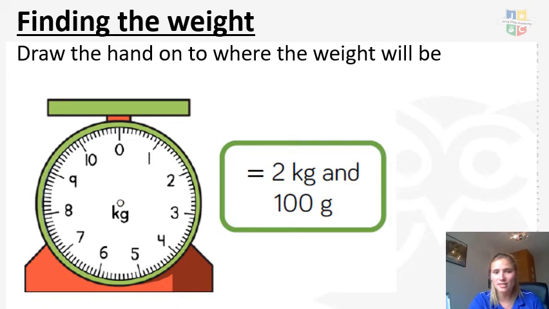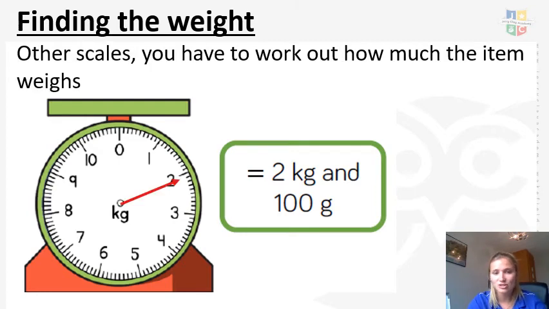Okay, I'd like you to have a go at doing this one now and finding on the screen, pointing to the screen where the arrow should go, making sure it's accurate, to find 2 kilograms and 100 grams. Your answer should look something like this, because it has gone past 2 whole kilograms and each little line is worth 100 grams, so it is pointing to the little line after the 2 kilograms.